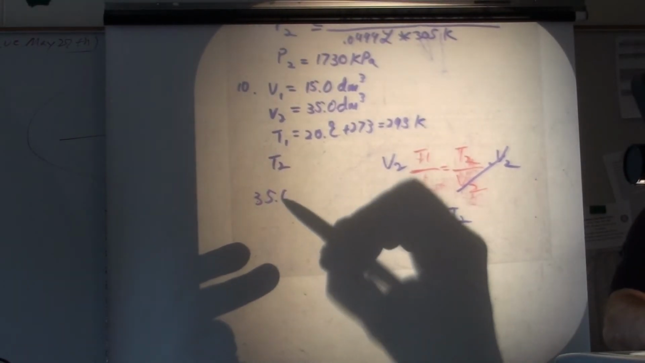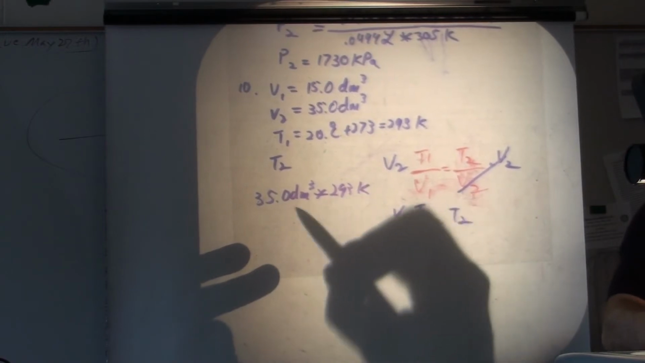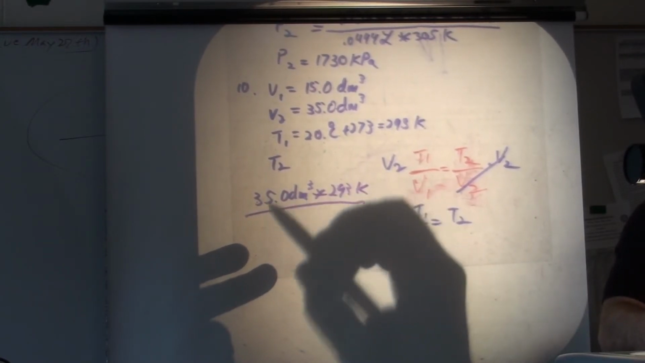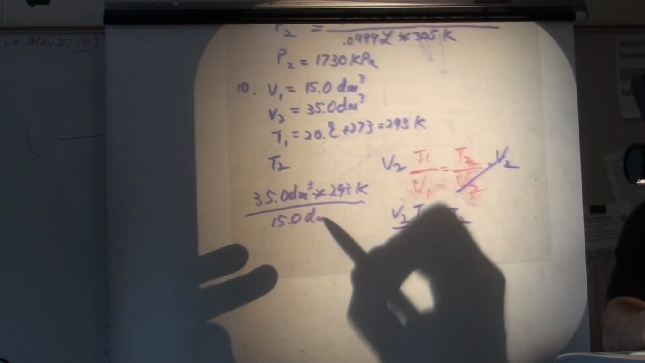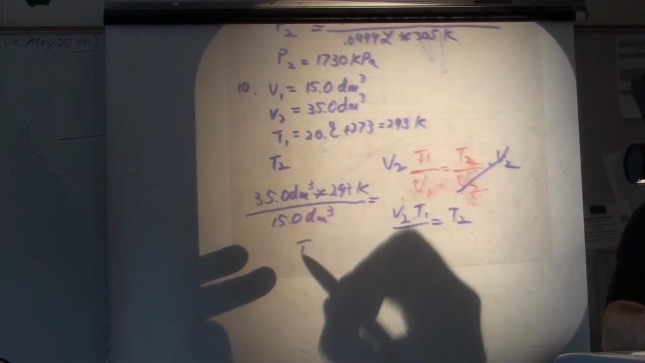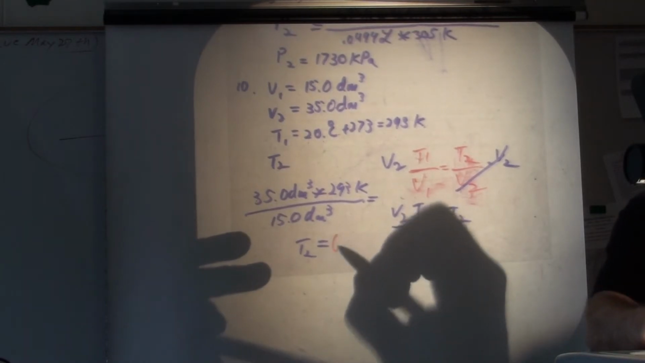35 times 293 over 15. And T2 will equal 684.